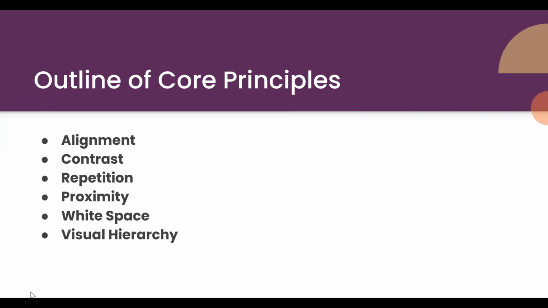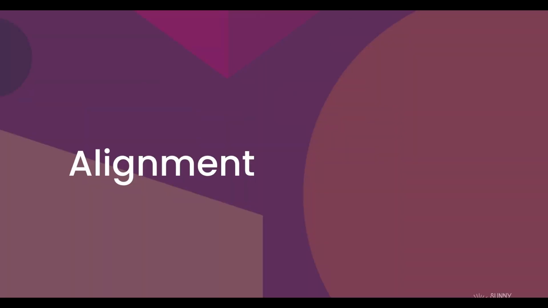So we've got alignment, contrast, repetition, proximity, white space, and visual hierarchy. Now we're going to talk about each one of these, and we're also going to see examples of good and bad versions. So first we'll talk about alignment.